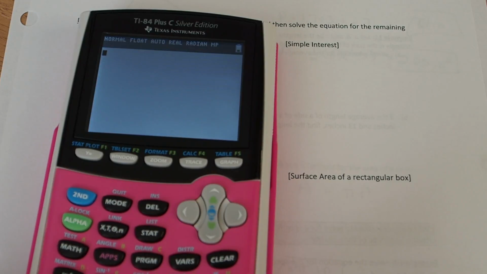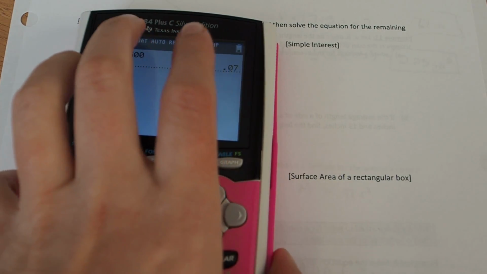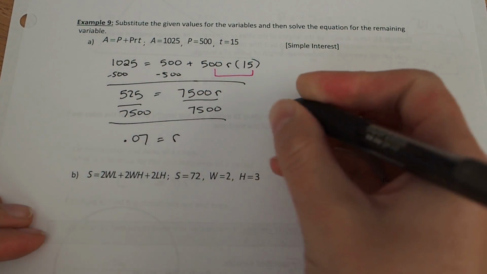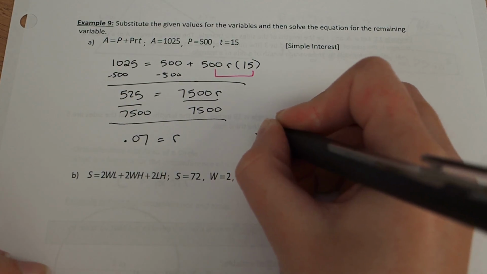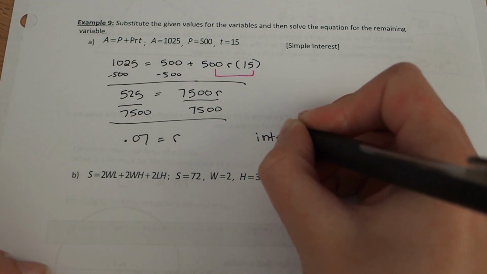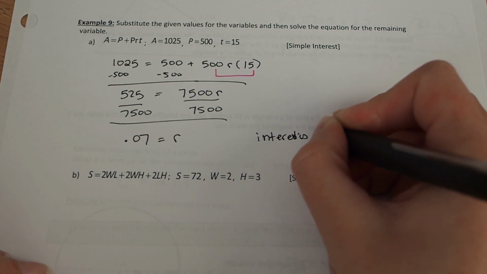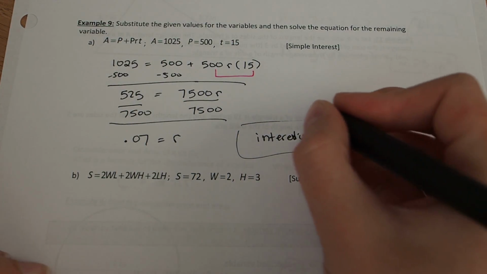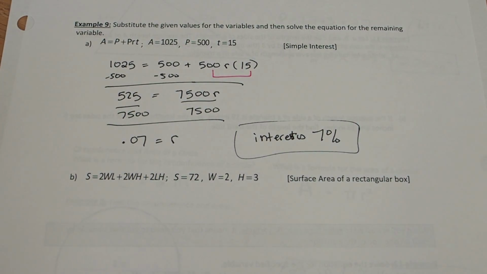So I take 525 divided by 7,500, and I get 0.07. 0.07 equals r, which means that r, which I know stands for interest rate, in this particular case, the interest rate is 7%. A little bit sloppy there, but there we go. Interest rate is 7%.